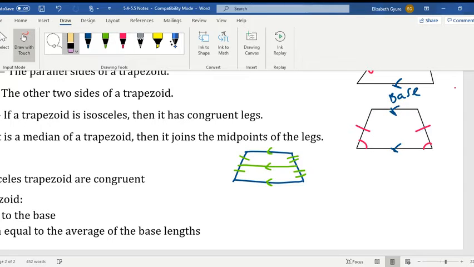I just really struggle to draw an arc with this thing. There we go. Okay, that's the best I can do.